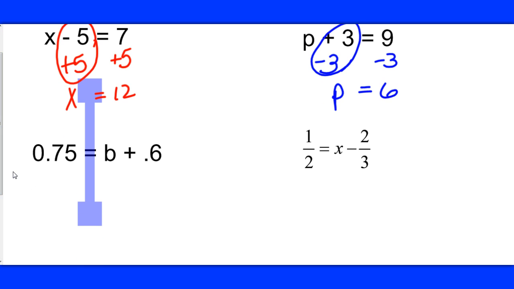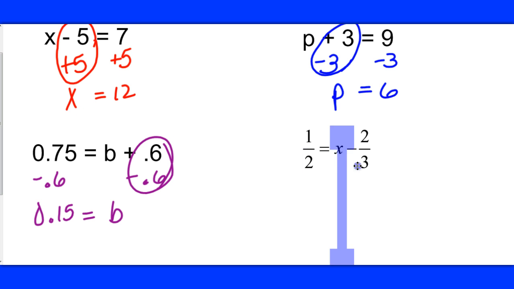All right, so let's take a look at this one. This time, the variable is over on the right-hand side. So I look on this side and say, what do I need to do to get rid of a plus 6/10? I would subtract 6/10, which means I have to subtract 6/10 from this side. That's gone. I end up with a b over here, an equal sign, and a 0.15.